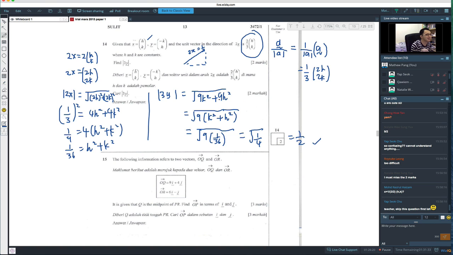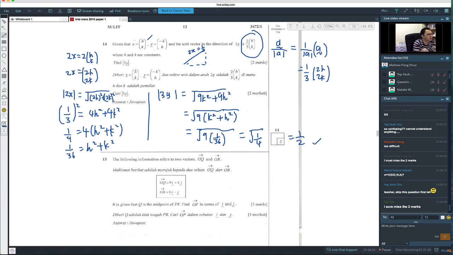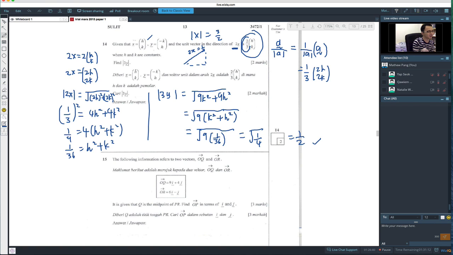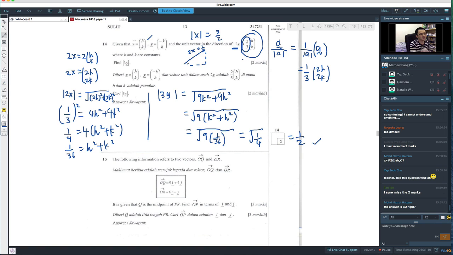Because the marking scheme answer, basically, they ignore the 2 here. They ignore the 2, meaning 2x. They just use the x to do it. Because the marking scheme actually says the magnitude of x is equal to 3 over 2. And then they use this one to solve the other one. But the problem is this is the unit vector of 2x. So this magnitude itself is basically for the 2x. So I don't think the 9 over 2 is the correct answer.